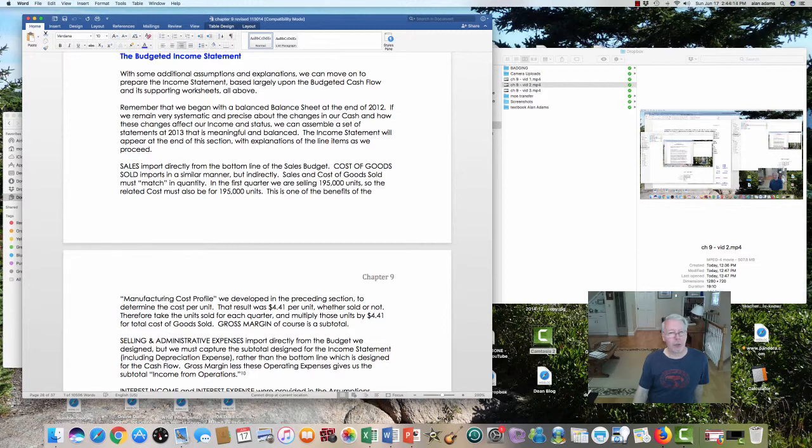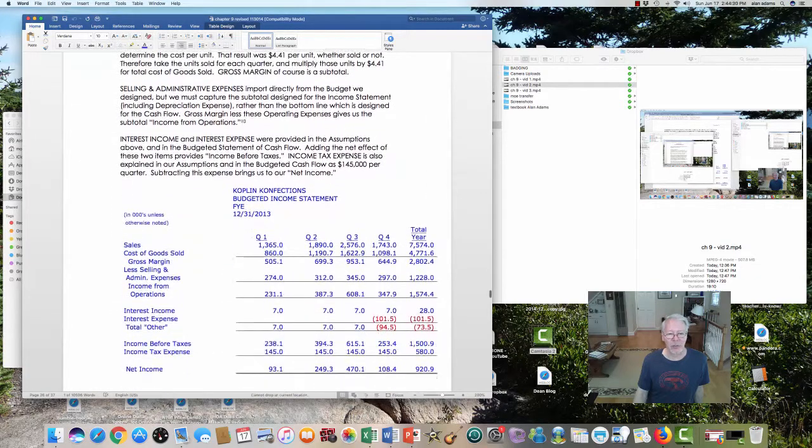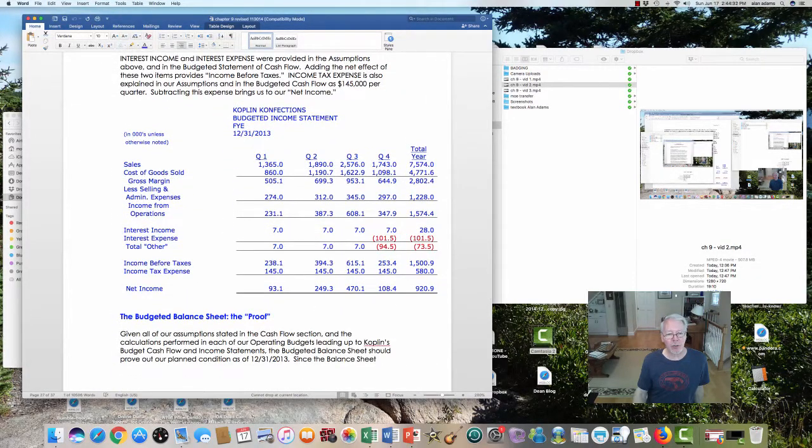Then you pull out interest expense, if any. You get that from the cash flow statement. And then you have pre-tax income as a subtotal. You subtract any income taxes, and that gives you your net profit. Now, that's what an income statement looks like. Okay, so we're going to go through the elements and see where they come from. Ladies and gentlemen, this is a budgeted income statement.